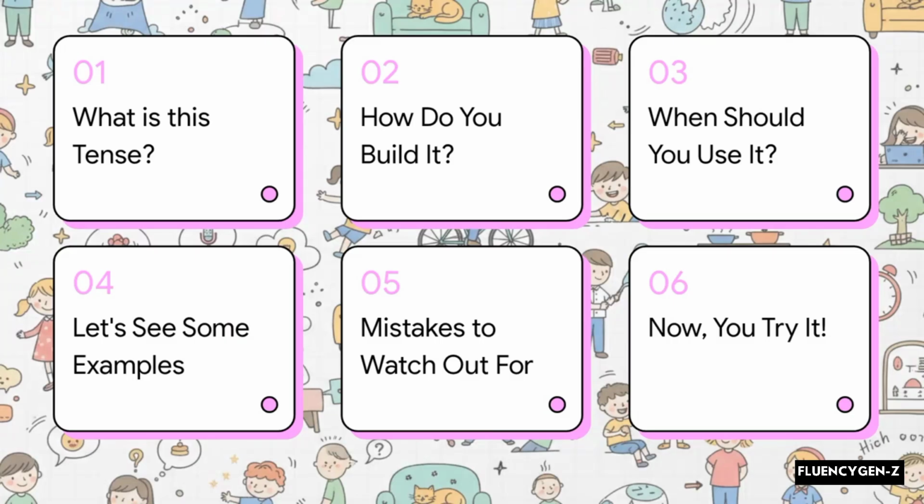Okay, so here's our game plan. First, we'll figure out what this tense even is. Then, we'll look at the recipe for building it. After that, we'll cover when to use it, check out some examples, dodge a few common mistakes, and then, you guessed it, it's your turn to try.